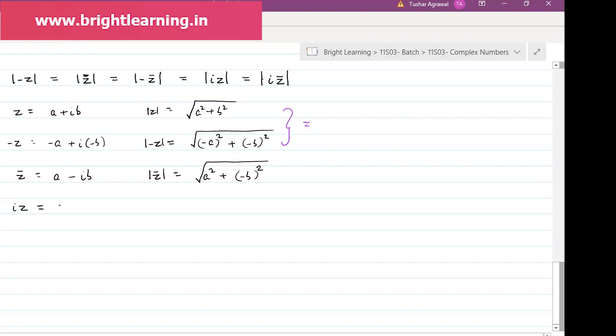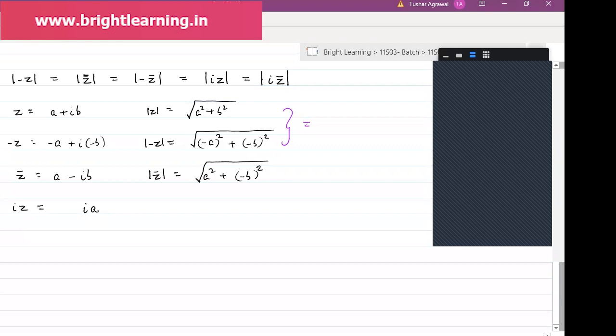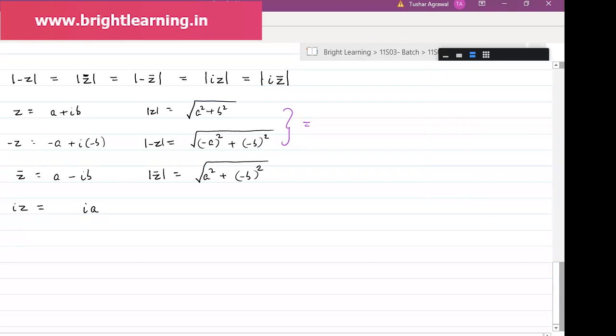i times z will be what? Sir, I multiplied by this thing. Use the distributive law. i multiplied by a, and this i multiplied by i into b. So i square is -1, and -1 into b gives negative b, plus i times a. Got it? z equal to a plus ib, so iz will be negative b plus ia.